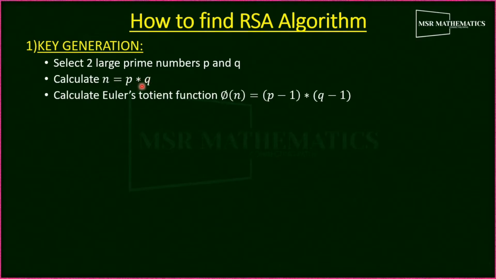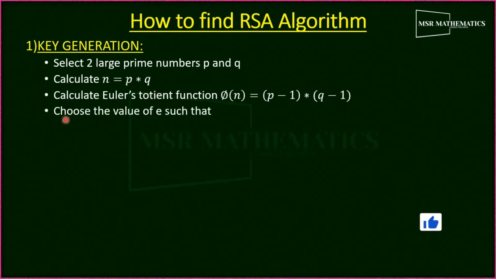After calculating n is equal to p times q, next you have to calculate Euler's totient function with the help of the formula phi of n is equal to (p minus 1) times (q minus 1). We already discussed in previous videos how to find Euler's totient function. In the RSA algorithm, phi of n is equal to (p minus 1) times (q minus 1), where p and q are prime numbers.